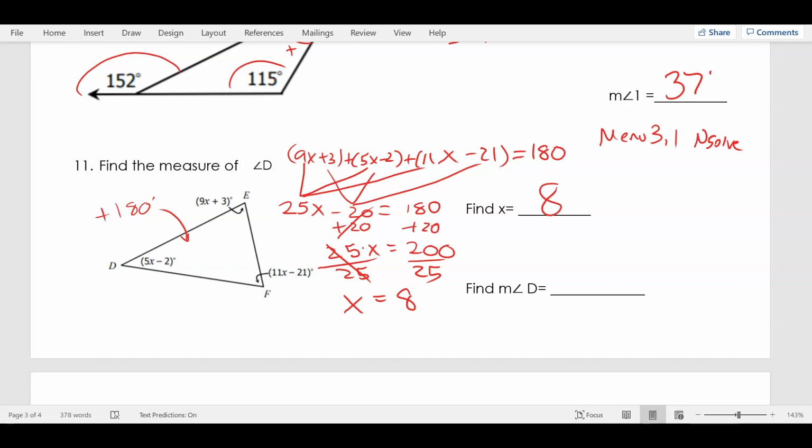Okay. Now, if you're trying to find angle D, check it out. Angle D over here is 5x minus 2. Measure of angle D is 5x minus 2. So we're going to replace x with parentheses 8. 5 times 8 is 40. 40 minus 2 is 38 degrees. Okay.